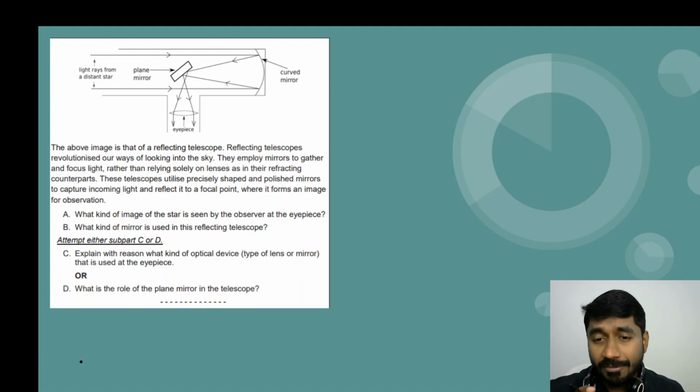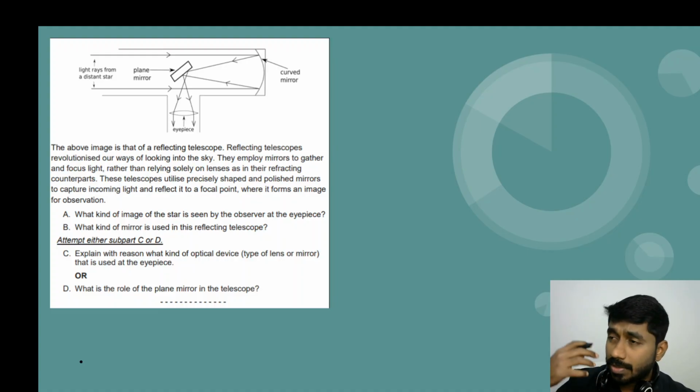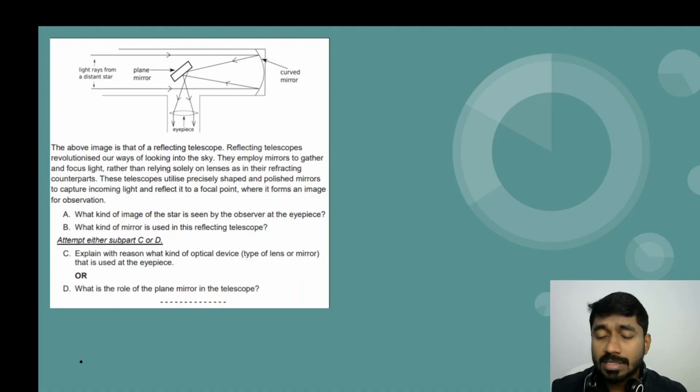They are talking about the reflecting telescope. We have two types of telescope. A telescope is a device which is used to look at the stars or far away objects. We have two types of telescope: one is a refracting and one is a reflecting telescope. A refracting telescope means we are using only two convex lenses, but here we are using a convex lens and also mirrors. That's why it is called a reflecting telescope. And the first paragraph just defines the reflecting telescope.